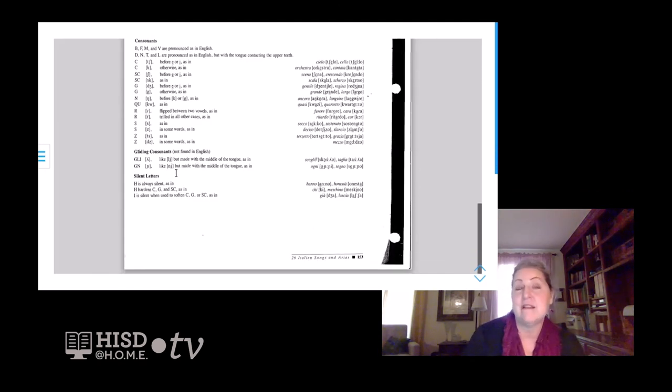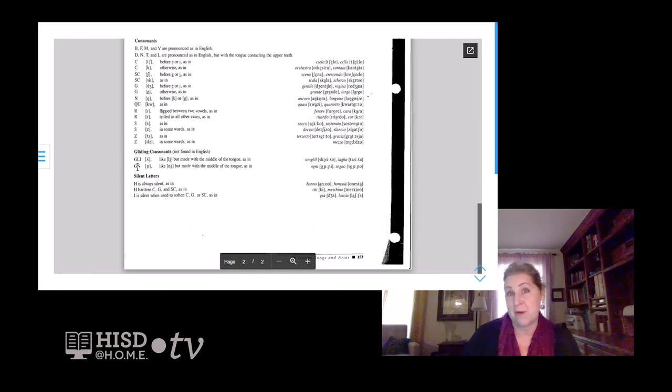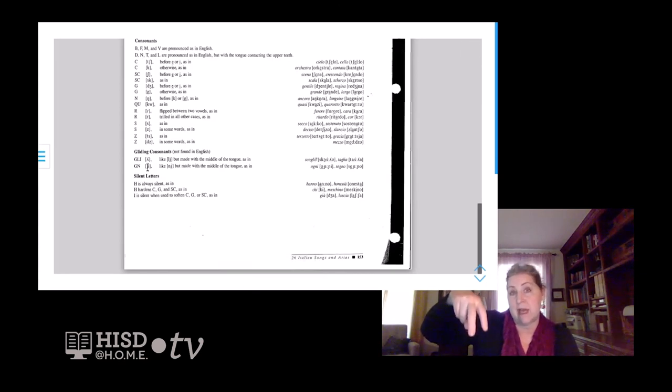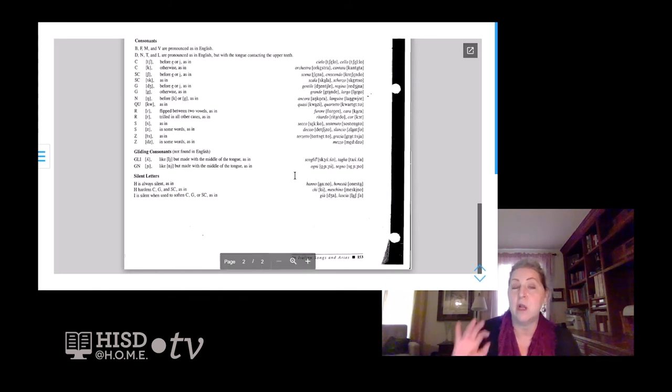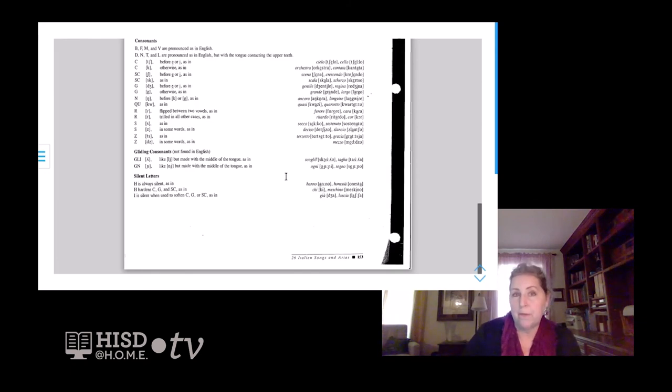Here are our gliding consonants, which we do not have in English, but we have words that we borrow from Italian that help us make that connection. So here's our GLI orthographic spelling. And then we have our Y that's upside down, and that is pronounced like Lio. So Giglio. And then we have the GN, that's the left tail end that we talked about earlier.